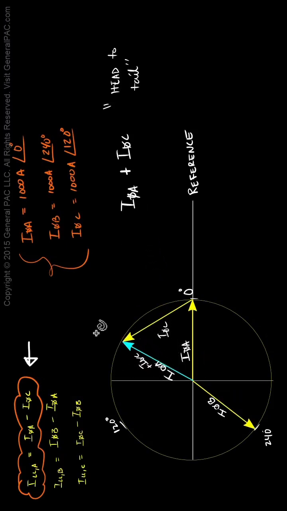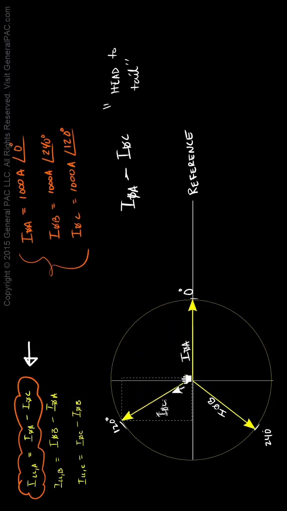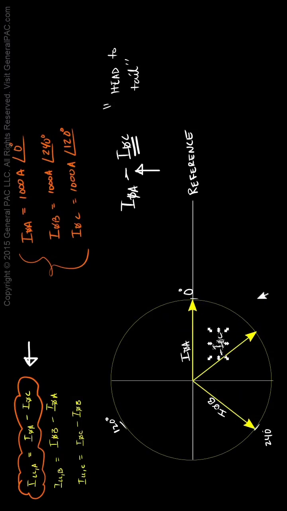However, this is not what we want. What we want is to evaluate this equation, phase A current minus phase C current. So let's clean up a bit and put it back. Because there is a minus sign associated with phase C current, we have to pick phase C current and rotate it 180 degrees. So phase C current becomes like this. So the phasor here is negative phase C current. And now let's pick this up again and connect it to the head of phase A current. Now we're going to connect it like that.